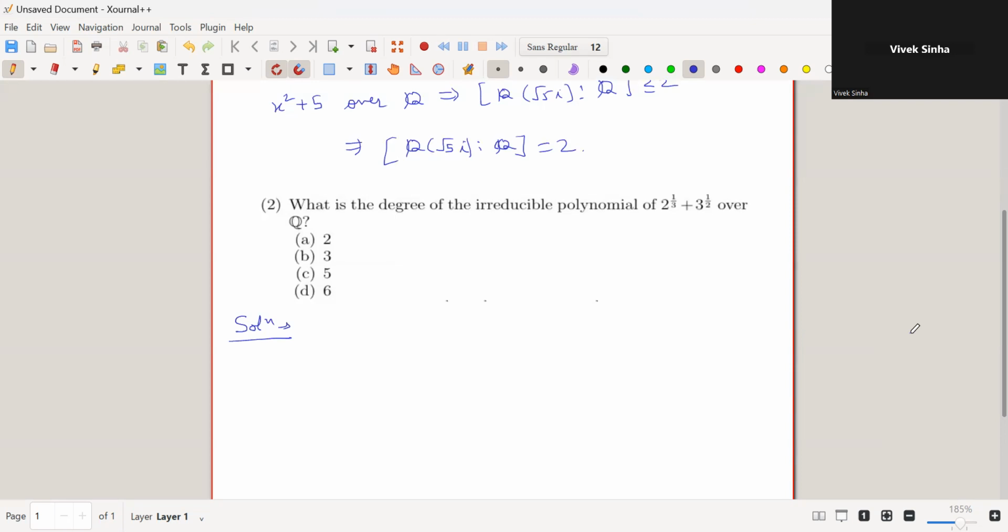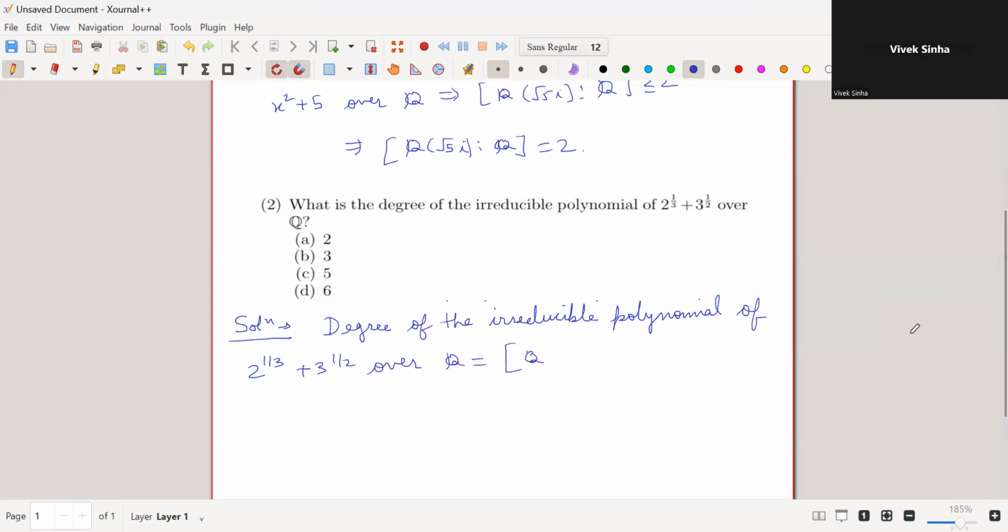So we are interested in finding the degree of the irreducible polynomial of 2^(1/3) + 3^(1/2) over Q. So you know that the degree of the irreducible polynomial of 2^(1/3) + 3^(1/2) over Q is the same as the degree of the extension of Q adjoining this 2^(1/3) + 3^(1/2), over Q, right?